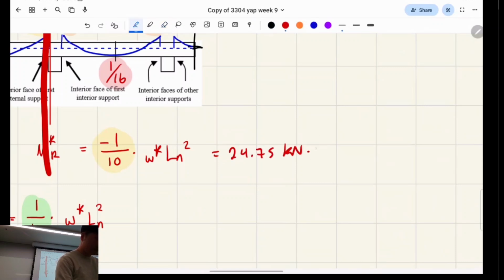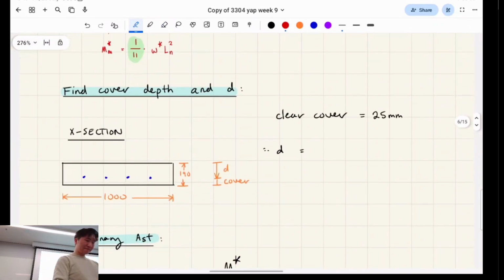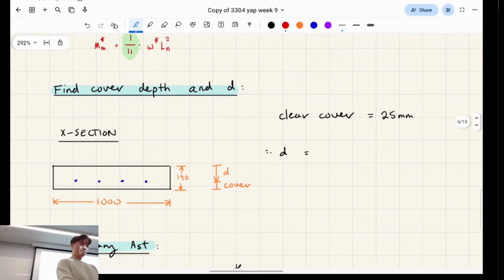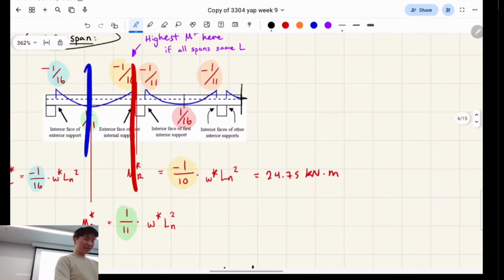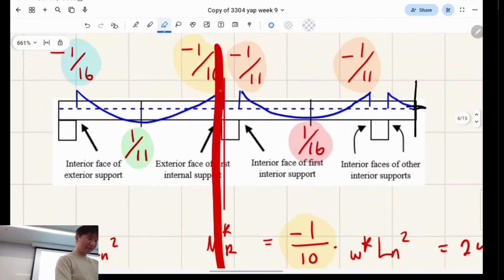Oh, sorry, kilonewton meters, right? So this is the greatest magnitude, so this is going to govern our section sizing. Okay. Oh, by the way, I should mention, because this is a hogging moment, right? So our tensile steel is going to look like this in the primary direction.